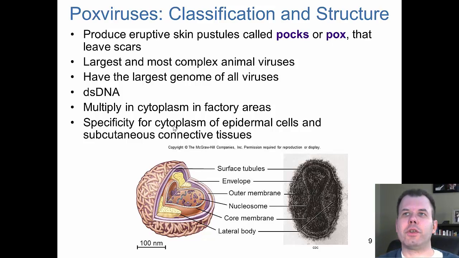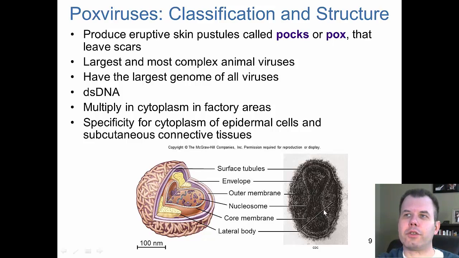Again, it's the largest and most complex of the animal viruses, has the largest genome, it's double-stranded DNA, and it multiplies in the cytoplasm in factory areas. And so areas where you have lots of proteins, ribosomes in that area. And again, specificity for cytoplasm of epidermal cells and subcutaneous connective tissues, that's where you're going to see the virus. It causes the eruptive pox, and that's what you typically see.